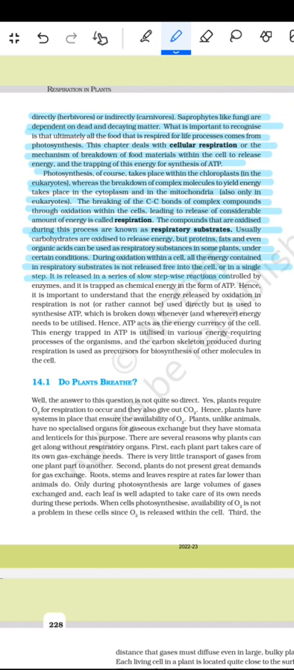It is released in a series of the slow stepwise reaction controlled by the enzymes, and it is trapped as the chemical energy in the form of the ATP. Hence, it is important to understand that the energy released by the oxidation in the respiration cannot be used directly, but it is used to synthesize the ATP, which is broken down whenever and wherever energy needs to be utilized. Hence, ATP acts as the energy currency of the cell. This energy trapped in the ATP is utilized in the various energy requiring process of the organism, and the carbon skeleton produced during the respiration is used as a precursor for the biosynthesis of the other molecules in the cell.